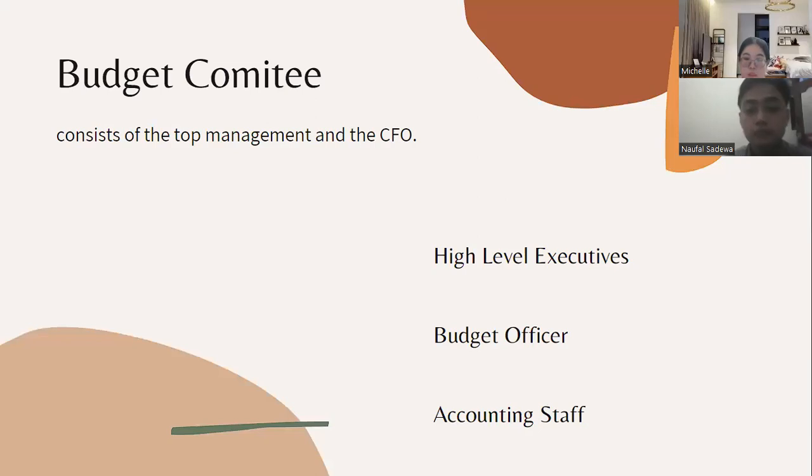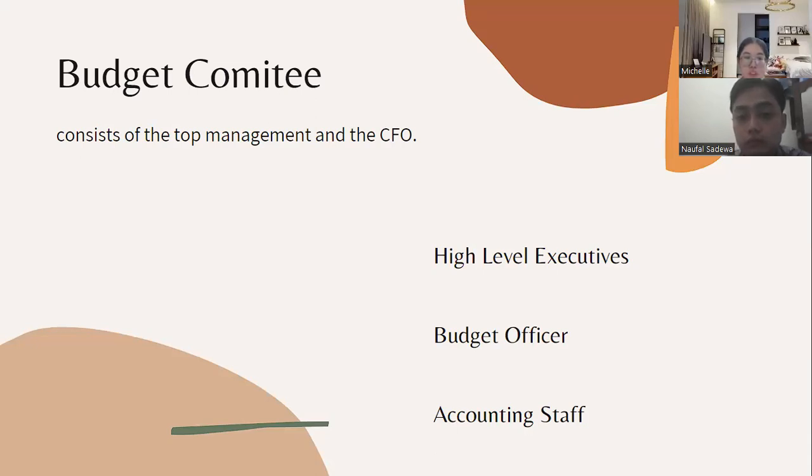The next one is the budget committee. A budget committee is a group of people that creates and maintains fiscal responsibility for an entity or organization. In a company, this committee usually consists of the top management and the chief finance officer. The budget committee typically reviews and approves department budgets that are submitted by the various department heads.